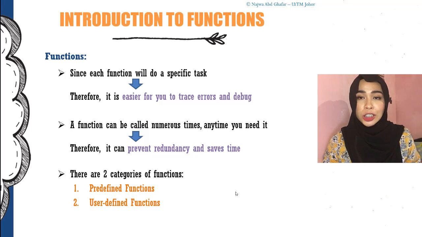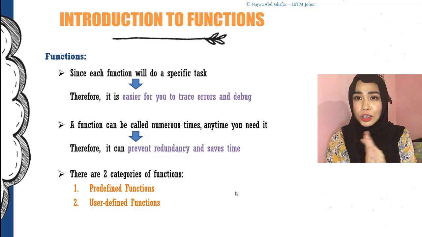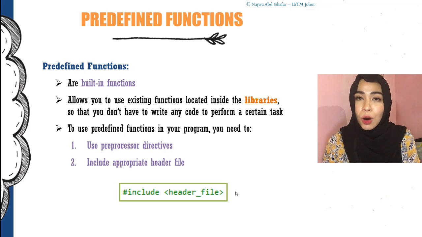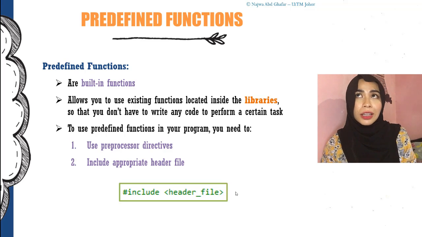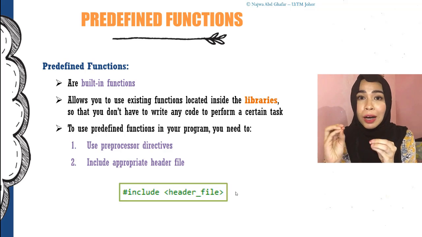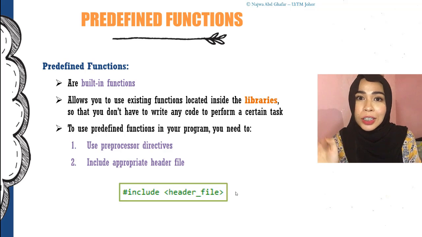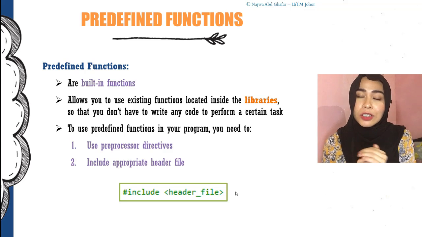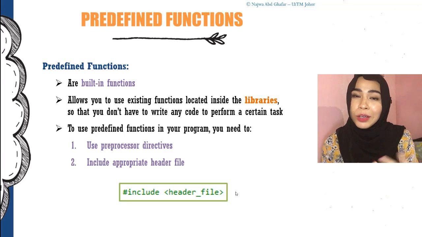Okay, so when it comes to functions, we have 2 categories. We have predefined functions and user-defined functions. Predefined functions are built-in functions, meaning that they are functions that already existed. They are located inside the libraries. For example, you have things like POW. POW is used to calculate the power of something. You have SQRT, which is square root, used to calculate the square root of something. These are predefined functions, meaning that these functions have already been created by other programmers. So whenever we need it, we can just call it.